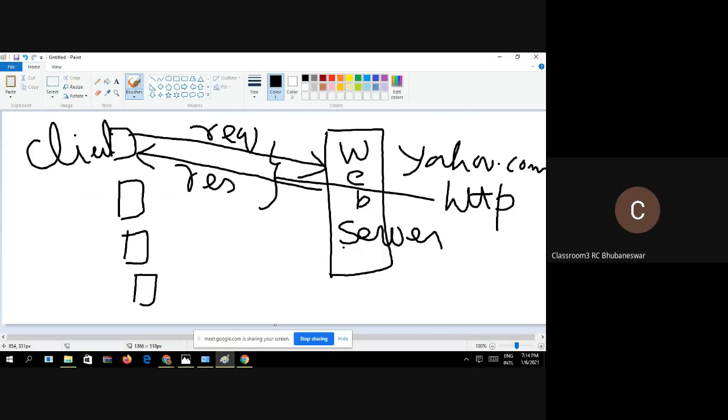If it is not found, you are asking for a file that is not with me. So at that moment, sometimes I am sending you 404 Not Found. Sometimes you also receive this message.